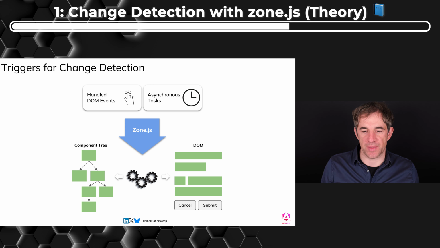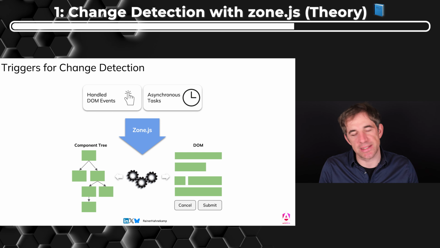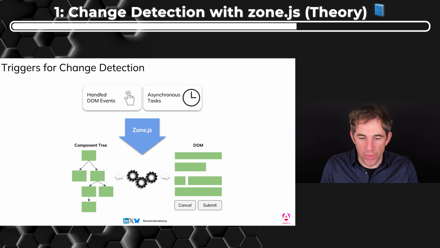Good. So Zone.js, change detection, the process, Zone.js, the trigger. They play together.